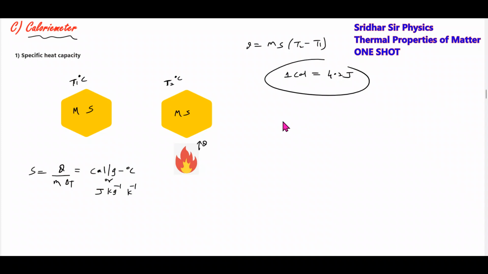Then this mass into specific heat brings the next quantity, called heat capacity. The symbol will be H, which is mass into specific heat. The unit for this will be calorie per degree Celsius or joule per Kelvin. Mass into specific heat of a substance is called heat capacity or thermal heat capacity.